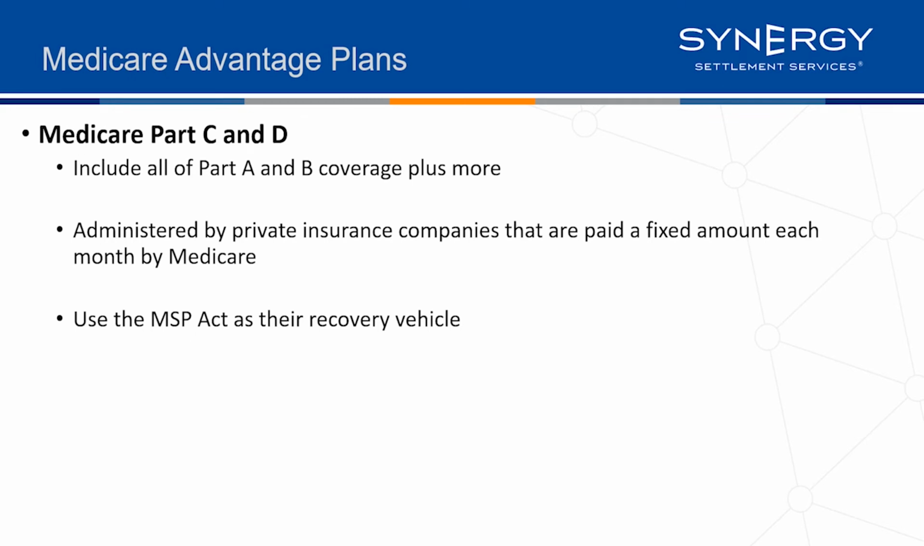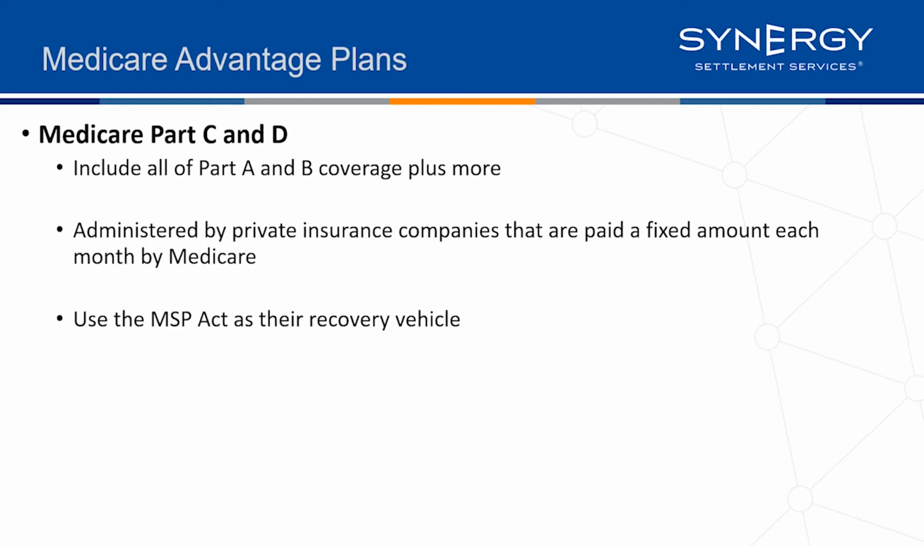Your client may also be enrolled in a Medicare Advantage plan at some point during the life of their claim if they choose to switch from traditional Medicare Part A and Part B. A Medicare Advantage plan is administered by a private insurance company, but it's paid a fixed amount each month by Medicare. For example, Humana has a Medicare Advantage plan. United Health has Medicare Advantage plans as well as Blue Cross Blue Shield and so forth.